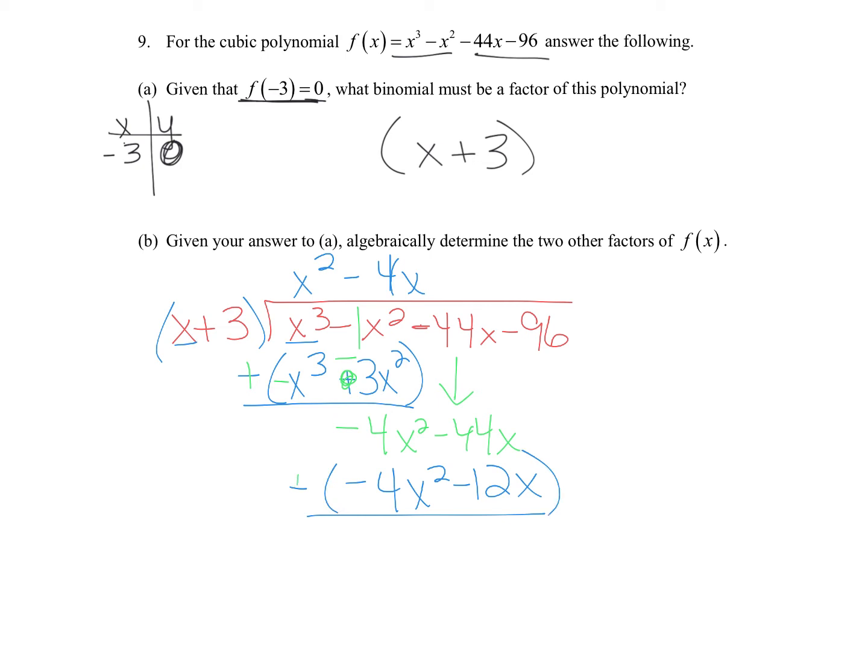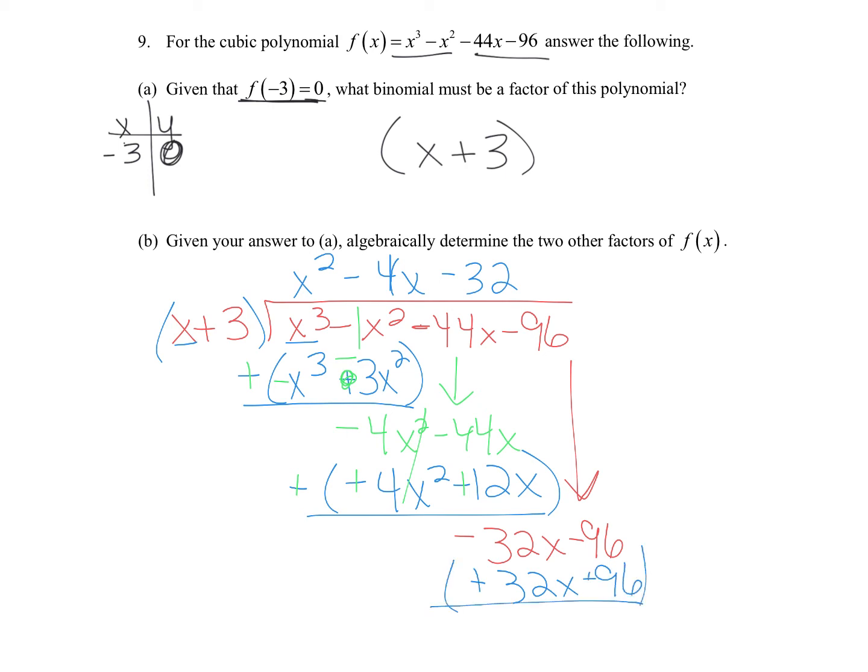And we're going to distribute our negative. So negative 44x minus 12x is negative 32x. And we'll bring down the negative 96. So x goes into negative 32x, negative 32 times. We multiply it out. And as expected, everything cancels, and that's because we knew that the x plus 3 was going to be a factor.